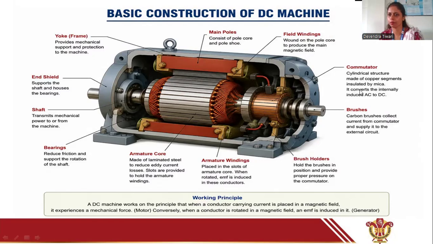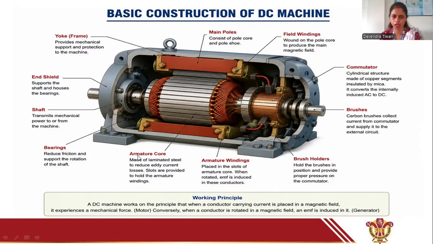This is the commutator. Commutator is generally used to convert AC into DC. And these are brushes. Carbon brushes are used to collect the current from the commutator and supply it to an external circuit. This is the brush holder and armature winding. Armature winding is placed in the slots of the armature core. When it rotates, EMF is induced in the conductor.